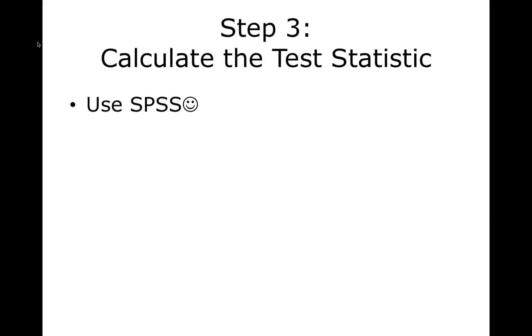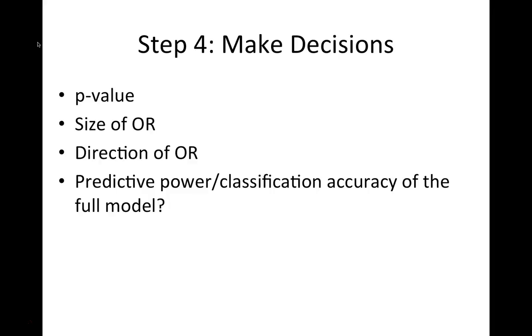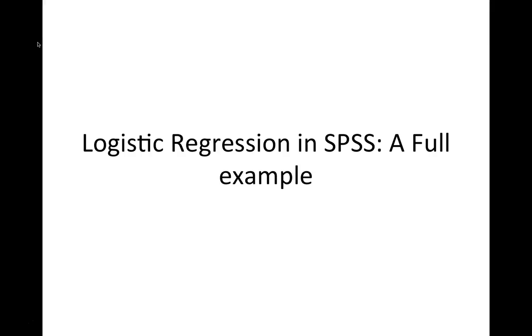We'll always use SPSS in this situation to calculate this test statistic. And then when we make this decision, we'll look at the p-value, we'll look at the size of the odds ratio and the direction of that odds ratio. We'll also look at the predictive power and the classification accuracy of the full model. And then we'll talk about clinical and practical significance, as we always do. So let's run through a full example in SPSS. I'll run through it here and then I'll switch over to SPSS and show you how I did that.